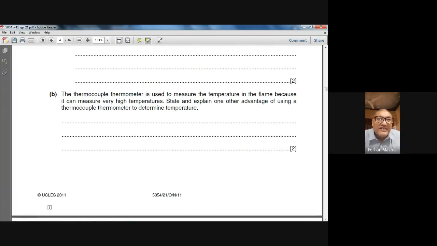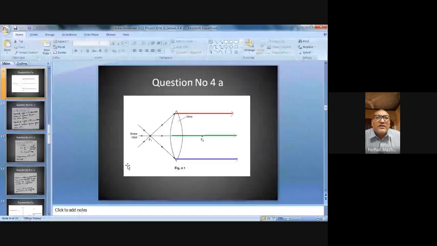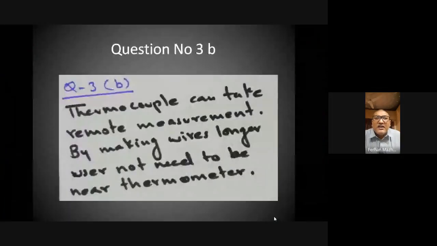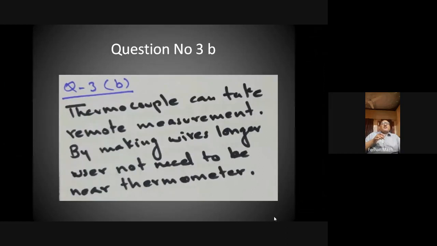I think there are enough advantages. I have written this advantage, so let me show you. Okay, so the thermocouple thermometer can take remote measurement. By making the wires longer, the user does not need to be near the thermometer. You see, remote readings mean that you make those wires longer. So the hot junction will be like 4 meters away. You stand 4 meters away from that hot furnace or flame, and you just put the hot junction there. So this is how this is done. I think you have understood.